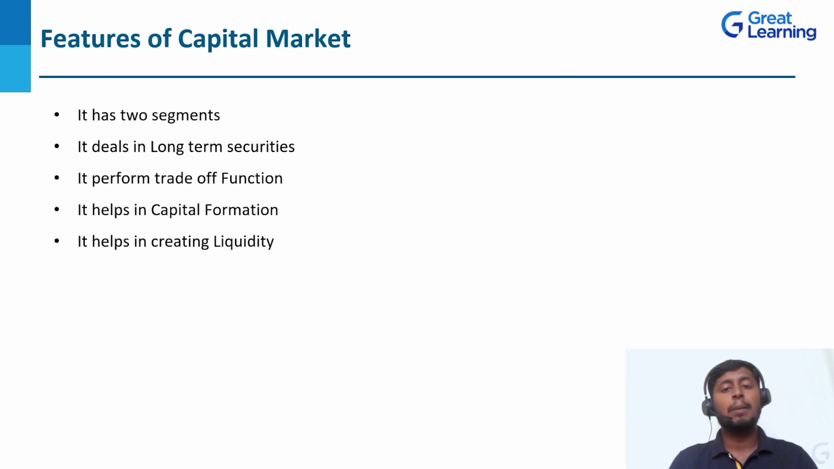Next, it helps in capital formation. Whatever companies issue long-term securities like shares, debentures, stock, bonds, etc., why are they issuing them? They need capital. So for that purpose, they issue securities in the capital market. They raise the capital and form the capital requirement, whatever required capital they get from this capital market, and how much equity they need to issue and how much debenture. They form that in the organization, and then they sell in the capital market. Next, it helps in creating liquidity.